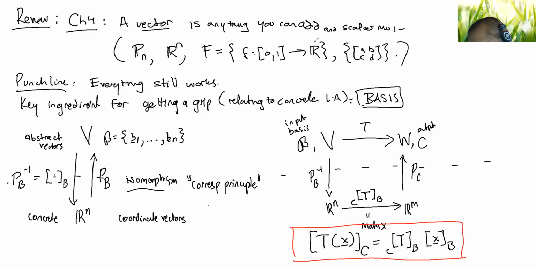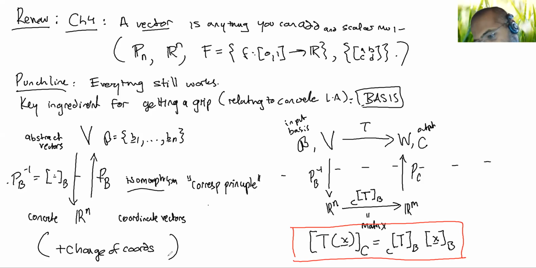Okay. Now, in chapter 5, we discussed a few other things like change of coordinates, which is how to change between coordinate vectors in one basis to coordinate vectors in another basis.